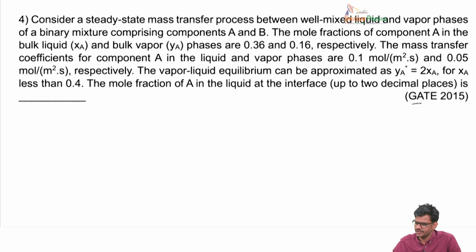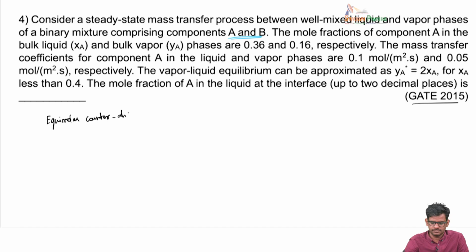So this is a GATE 2015 question. Consider a steady state mass transfer between well mixed liquid and vapor phases of a binary mixture comprising components A and B. So this is clearly not diffusing A through non-diffusing B. It is actually equimolar counter diffusion, because both phases contain A and B, so both are diffusing in both phases. So the type of mass transfer in this case is equimolar counter diffusion.